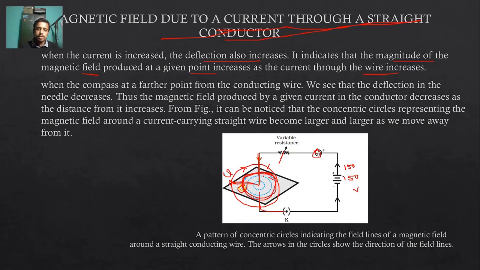As you can see, the diameter of the circles keeps on increasing as we move away from it. The magnetic field around a current carrying conductor becomes larger and larger as we move away from it. This is the pattern of concentric circles indicating the field lines of a magnetic field around a straight conducting wire. The arrows in the circles show the direction of the field lines.